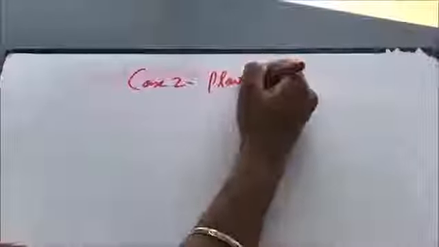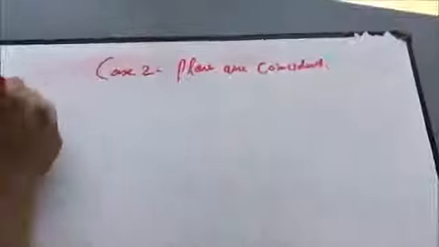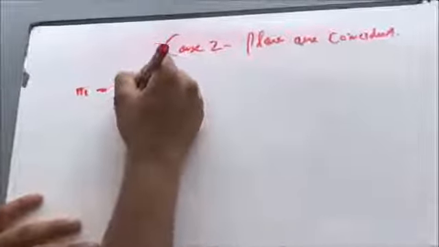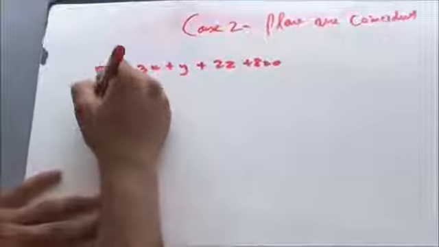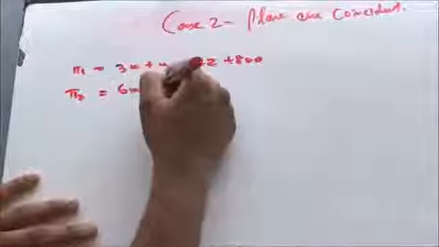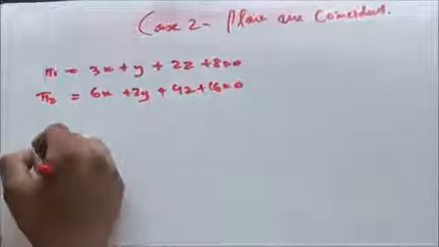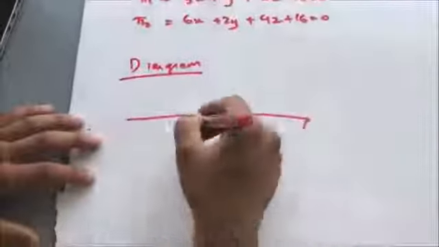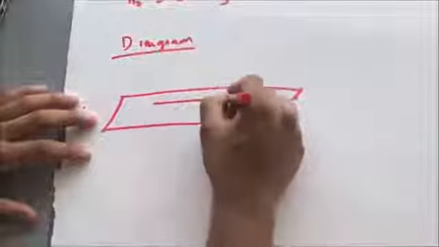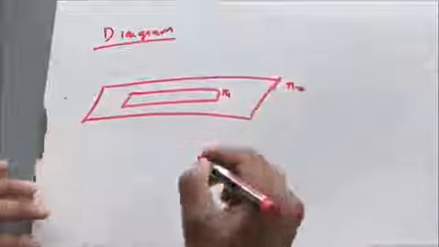Now we're looking at case 2, which is when the planes are coincident. The equation of plane 1 is 3x plus y plus 2z plus 8 equals 0. And the equation of plane 2 is 6x plus 2y plus 4z plus 16 equals 0. So a diagram of the situation: if this is plane 1 or plane 2, plane 1 would be basically within the same plane. So plane 1 and that's plane 2. So now the solution.